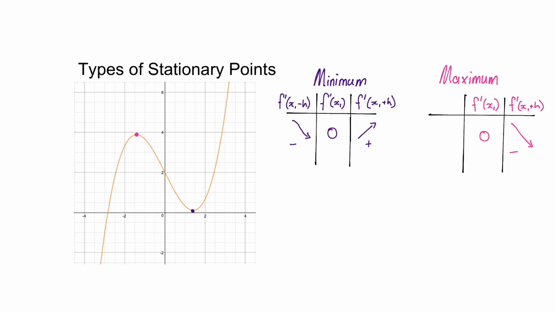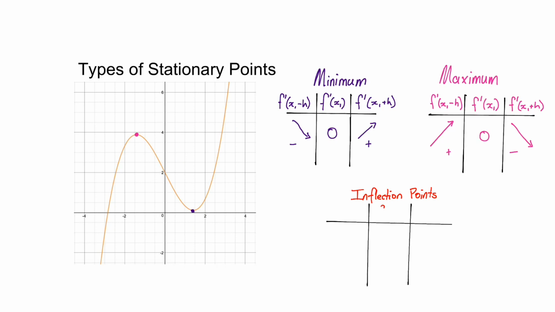On the other side, we need a point that's less than our stationary point, so our f'(x minus a value) should be travelling positively. So our derivative is positive. Now we've had a look at the two stationary points that are on this graph. However, there is a third type of stationary point, and that's called an inflection point. Now let's see what's different about those.